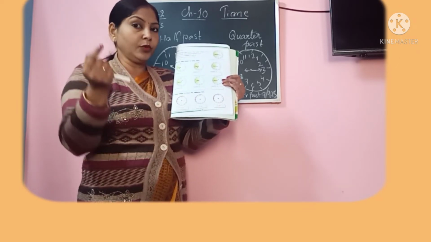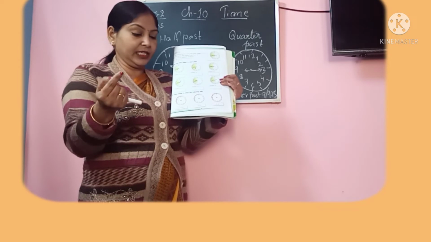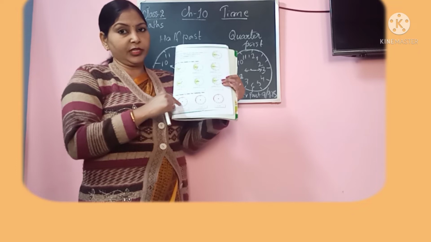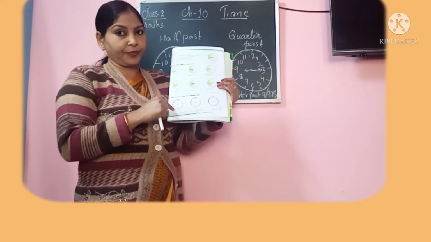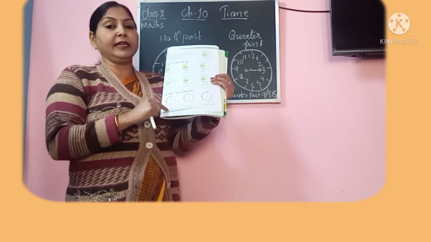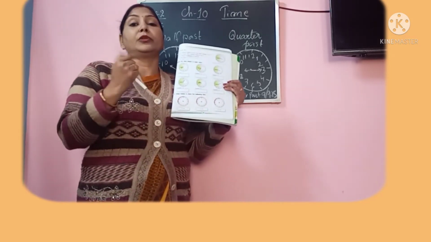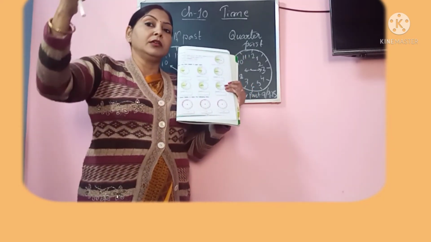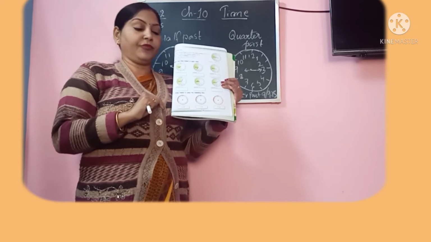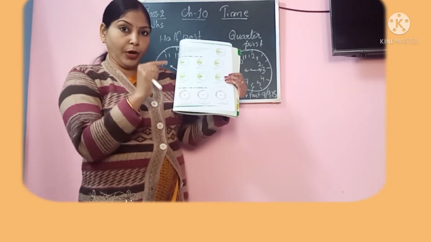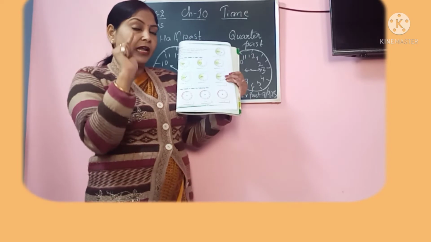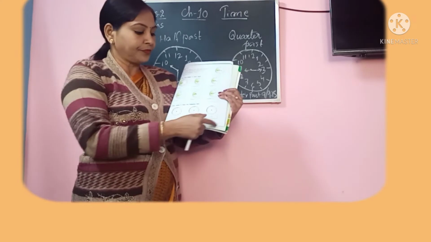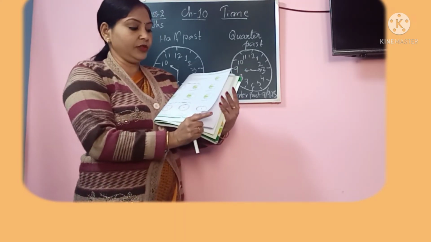So whenever it is quarter to, the minute hand will always point to number 9. And the hour hand, it is said 9:45. 9:45 means quarter to 10, because to 10 still 15 minutes are left. So we will point the minute hand to 9 and the hour hand to 10, because it's going to be 10 now. Next, in a similar way, you will complete the next two questions.